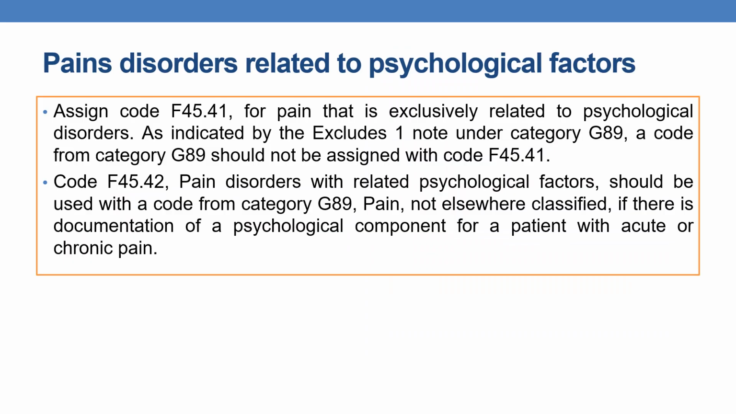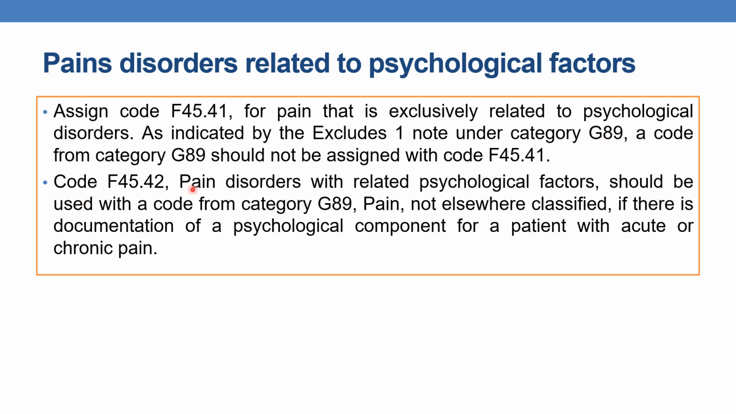Now coming to pain disorders related to psychological factors. There are two codes in this scenario, F45.41 and F45.42. You need to assign code F45.41 for pain that is exclusively related to psychological disorders. And you should not code codes from category G89 along with F45.41, because under G89 you can find an Excludes1 note which includes F45.41. So F45.41 and G89 should not be coded together.